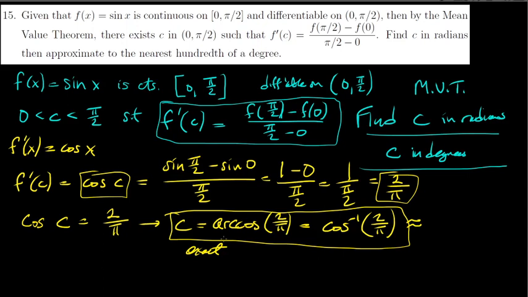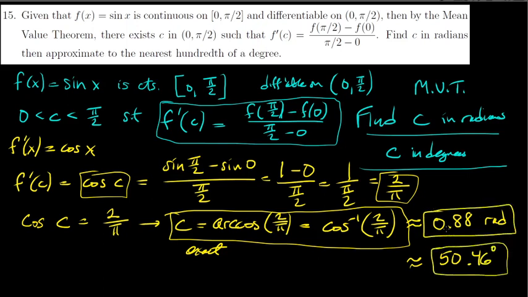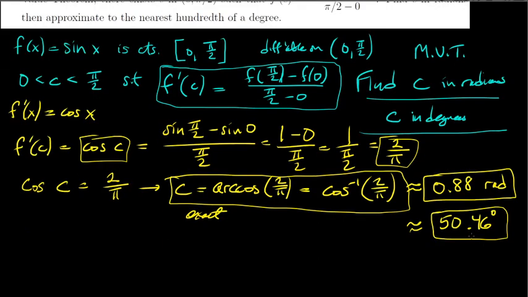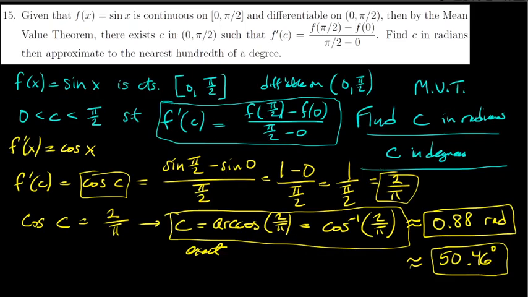So let's see, I'm in degree mode. So if I multiply by pi over 180, so in radians we get 0.88, to the nearest hundredth. So this is in radians. And then in degrees, it's about 50.46 degrees. So either way, 0.88 radians or 50.46 degrees. And that's it. That's all there is to it.